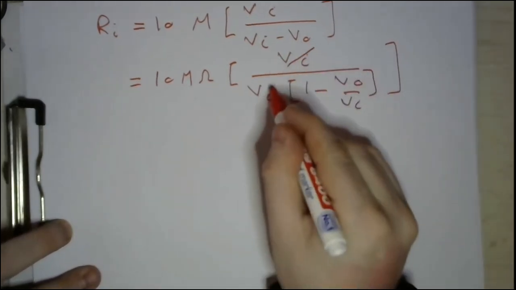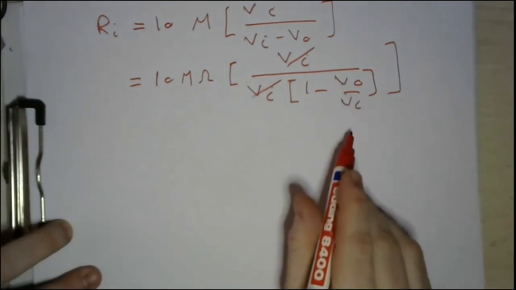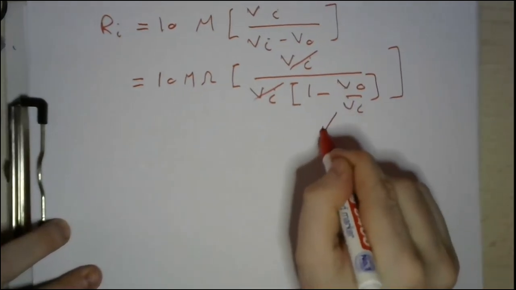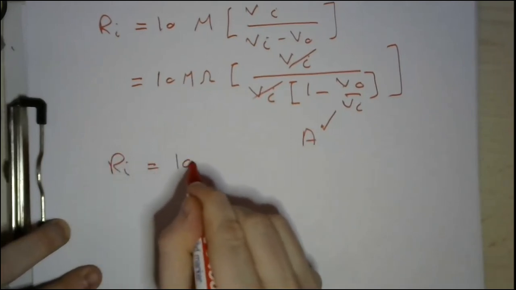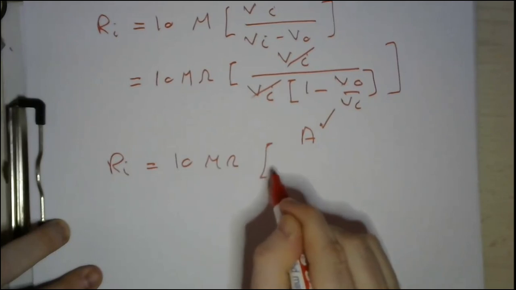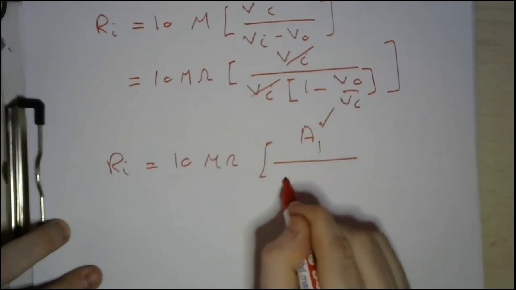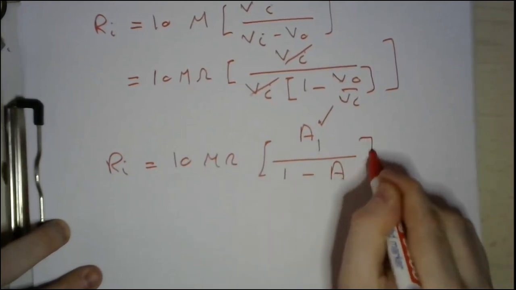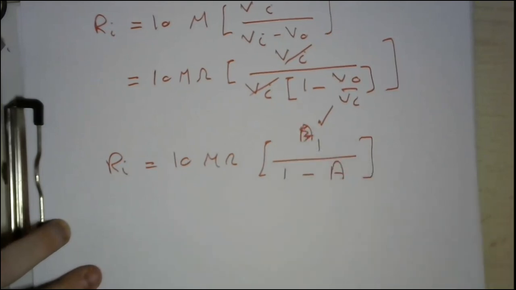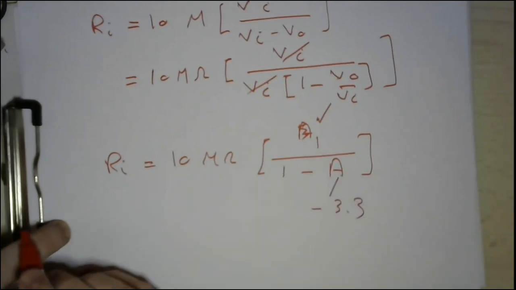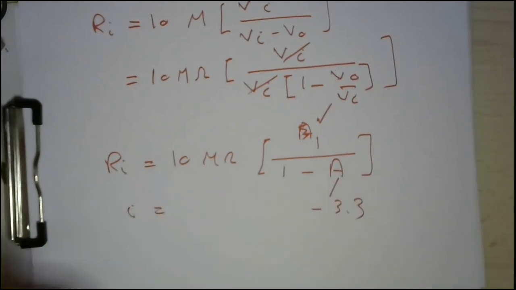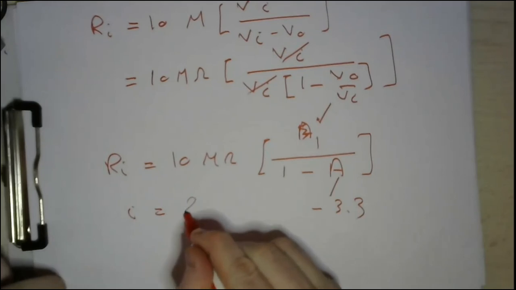Now V input will be cancelled with V input. V output over V input is the gain, which we just calculated. So R input equals 10 mega ohm times 1 over 1 minus A, where A is just calculated as negative 3.3. So you can easily calculate R input, and we will find that it equals 2.33 mega ohm.